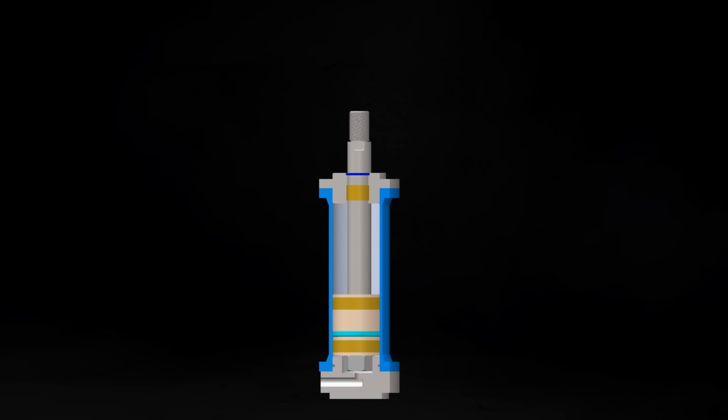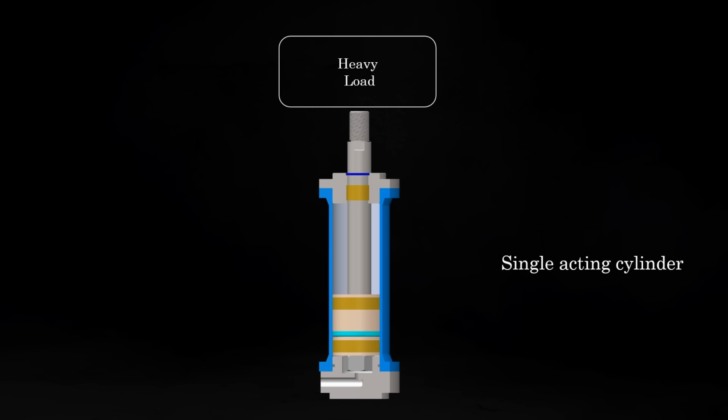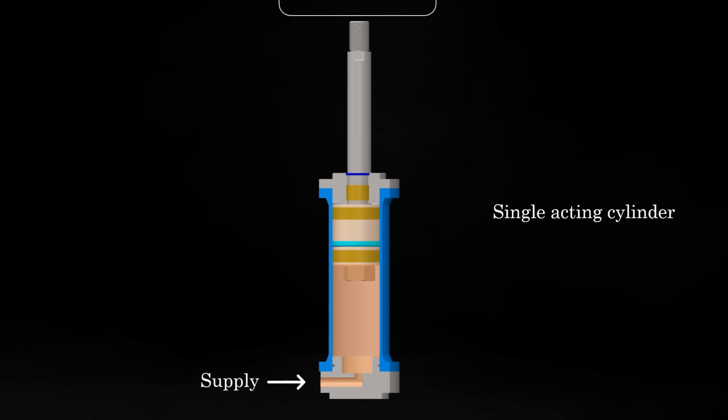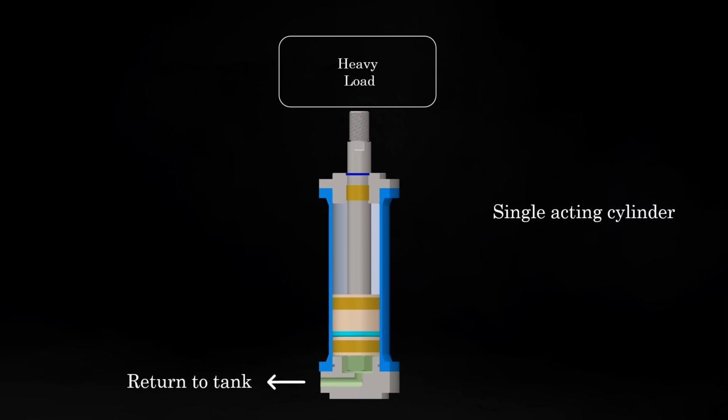Now, in a single acting cylinder, which we mostly use only in vertical applications for heavy lifting, there is only one oil port at the rear side. So to lift the weight, to extend the piston rod, we supply oil from the rear port of the cylinder, and the cylinder extends, lifting the weight. And when we need to retract the cylinder, we direct the same oil port to the tank using a directional control valve, and the cylinder retracts due to the gravitational load of the weight over the piston rod.